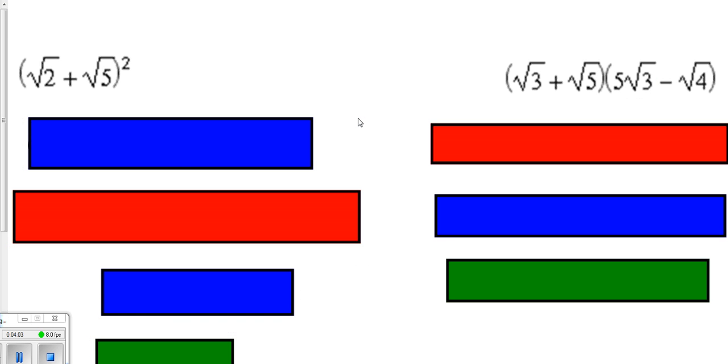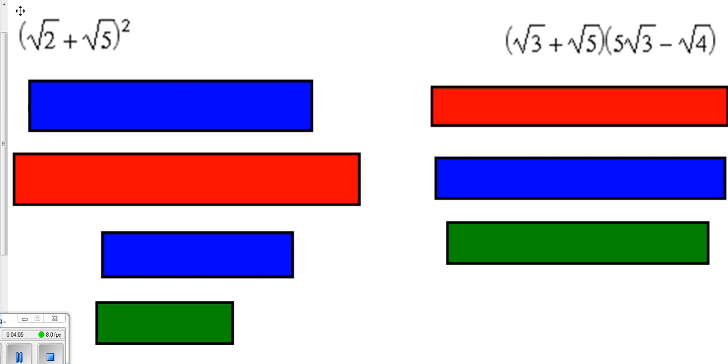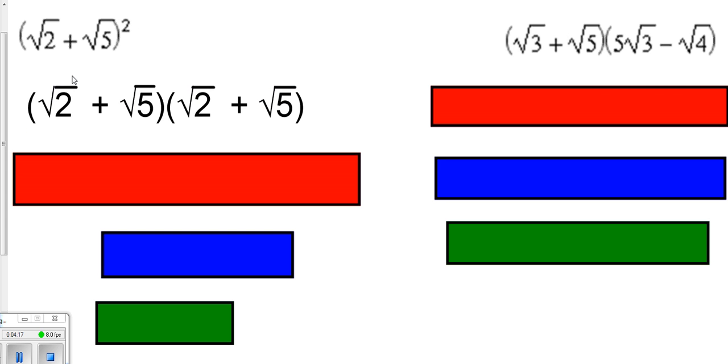Let's look at our next example then. We've got in parentheses square root of 2 plus square root of 5. All of that is being squared. Now remember, when you're squaring something, it means times by itself. So we can rewrite this as square root of 2 plus the square root of 5 times another square root of 2 plus the square root of 5. That's what squaring means, just times itself.